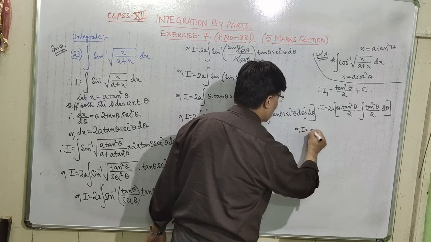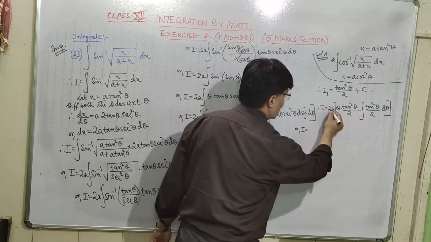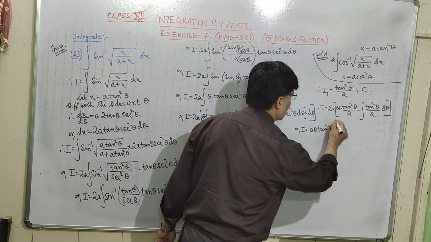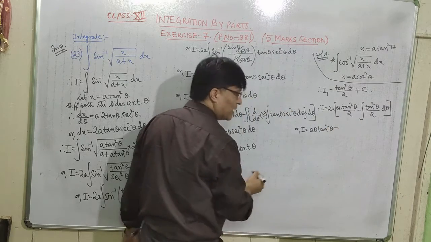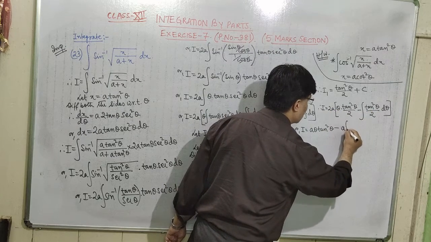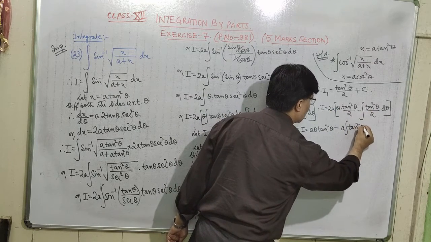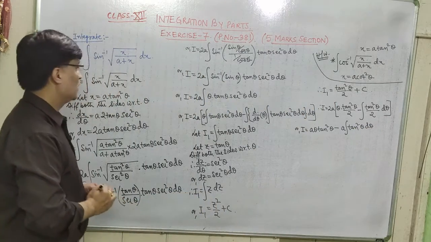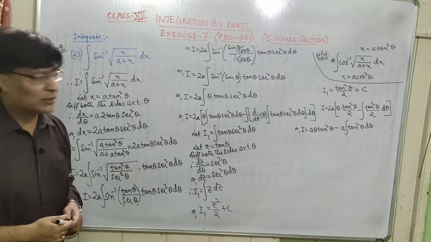In the next step, let us multiply it by 2a. So 2 gets cancelled: a theta tan square theta, then minus, right? Again you multiply this integration by 2a. 2 gets cancelled. A is constant, it is taken outside. Integration of tan square theta d theta. So I hope you have understood it.